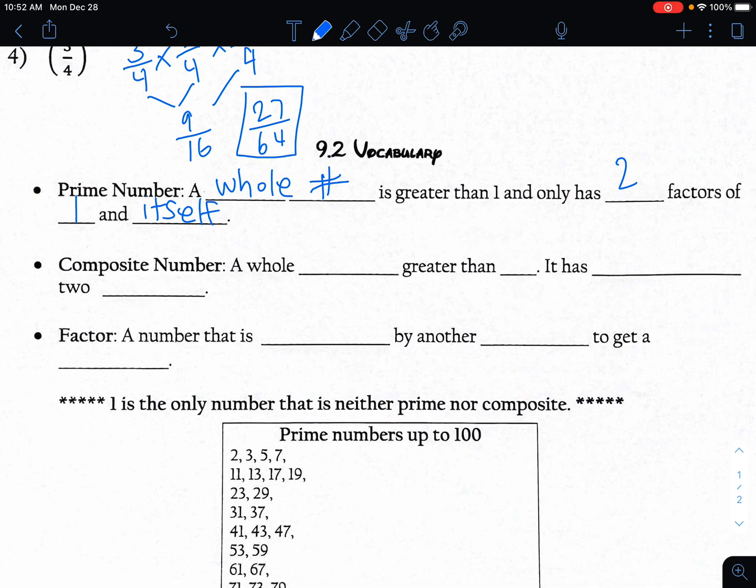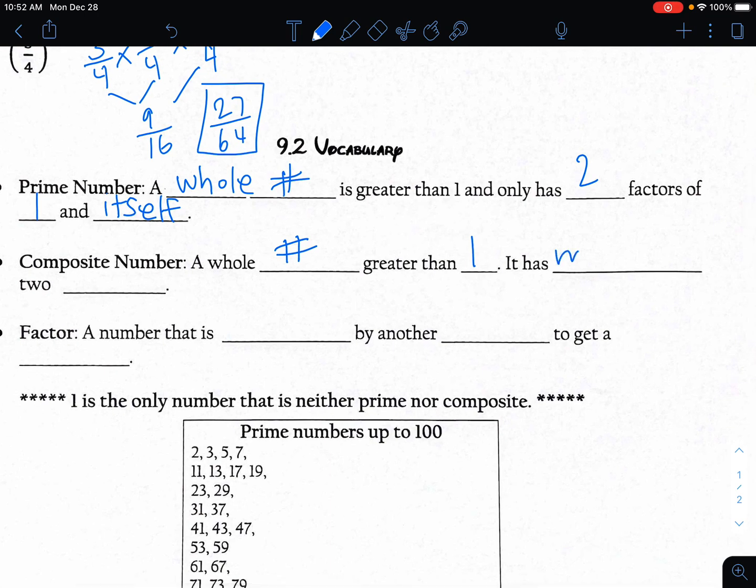A composite number is every other number. It's a number that's not prime. It's a whole number greater than 1. It has more than 2 factors.